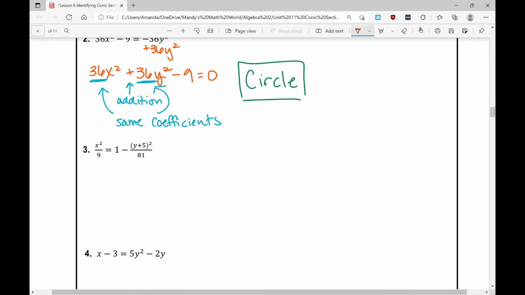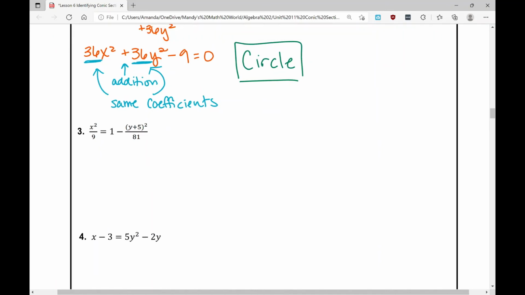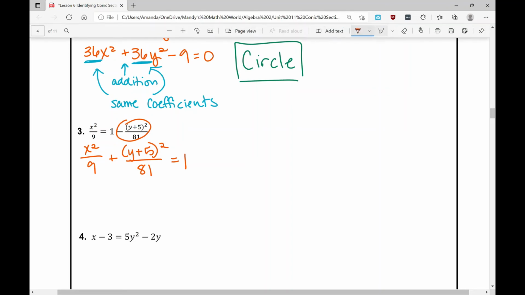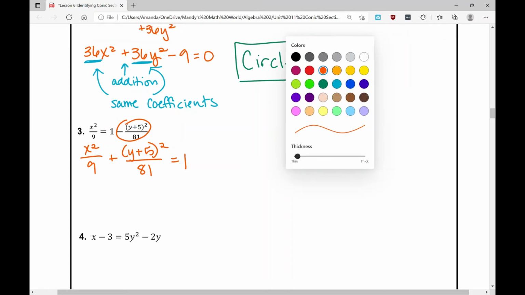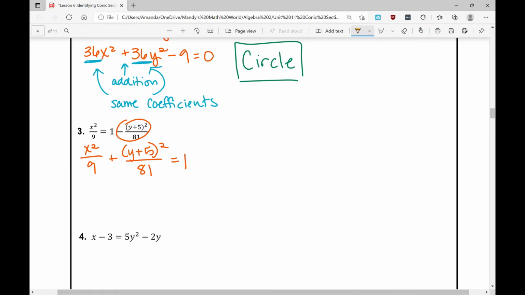In example number 3, I need all squared terms to be on the same side. So x squared over 9, I'm going to add the (y plus 5) squared over 81, and I'm going to leave it set equal to 1. So I move this over by adding it. So now I've got everything on the same side of the equal sign. And what I notice is that it's addition.